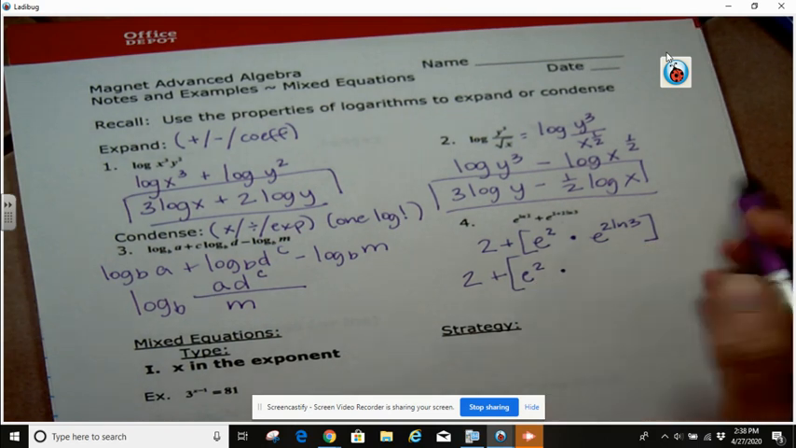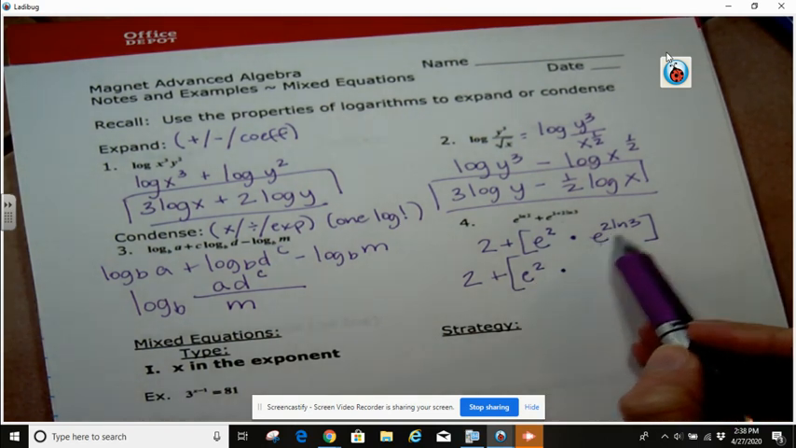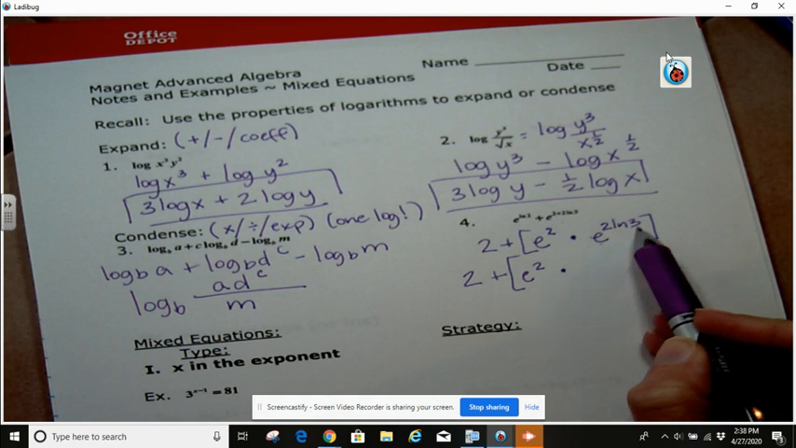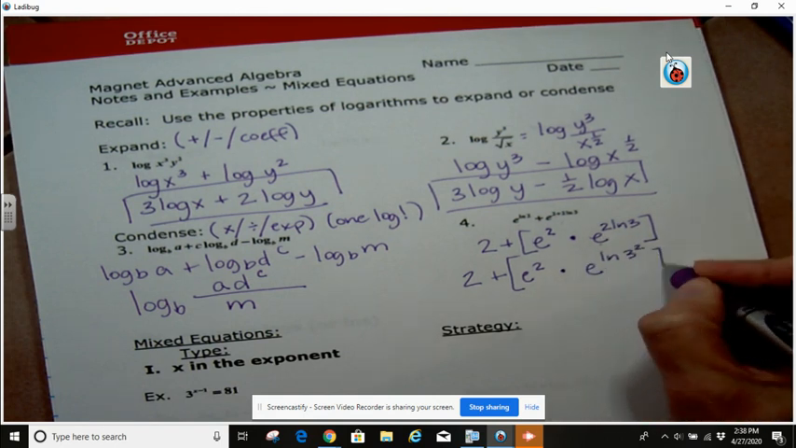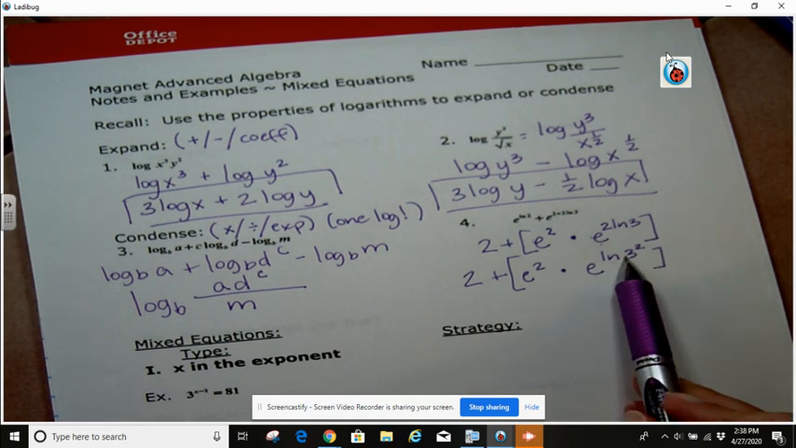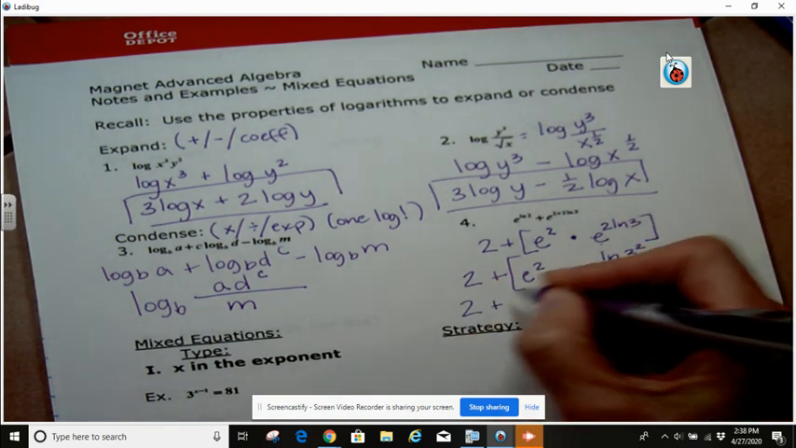And then I have right here, I want to use that property where the base of the exponent matches the base of the log. But first, I need those to be right next to each other. So I have to take the 2 that's a coefficient and rewrite it as an exponent. That allows me to apply the property because now the base of the exponent and the base of the log are right next to each other and they can undo each other.